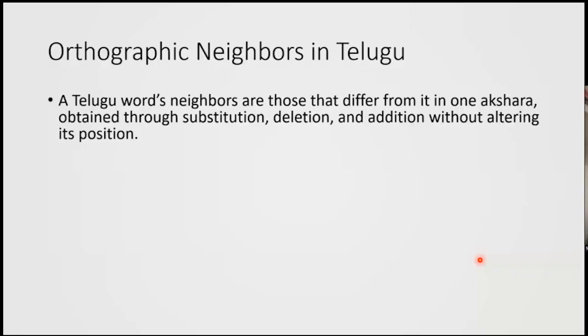So next slide, please. Now we move on to the definition of orthographic neighbors in Telugu. Given a target word, we define its neighbors as those that differ from it in one akshara. And we change that one akshara through substitution, deletion, or addition. We do not change its position. By substitution, we see the first akshara is changed to a different akshara. Both these words should be meaningful. This is a constraint on this.